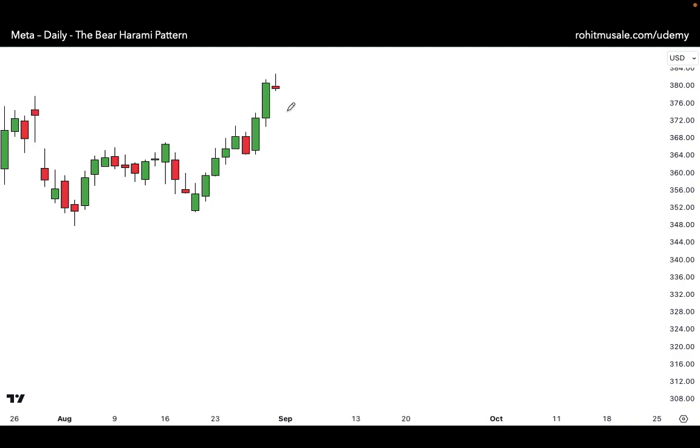Next, it is a reversal pattern. Reversal doesn't mean that the price will reverse. Reversal means that the price can either go sideways or down. The probability of either of these two events happening is very high. The probability that the market will go up from here is very low. That is what is meant by reversal candle pattern, and the bear Harami is a reversal candle pattern. So you have to be ready for both of these possibilities.